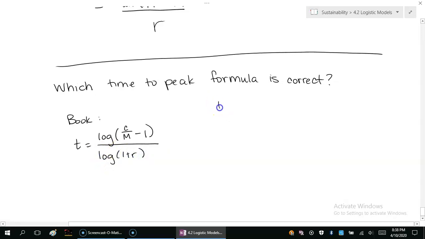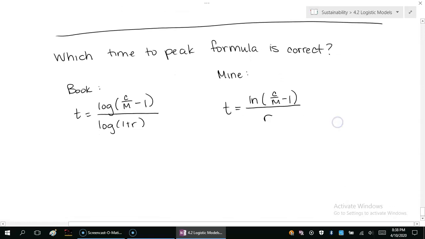And the formula that I found starts out similar. It says that the time to peak is t equal to the natural log of c over m minus 1, so that part is pretty close at least. But instead of a log of 1 plus r in the bottom, it's just an r. So which of these is correct?